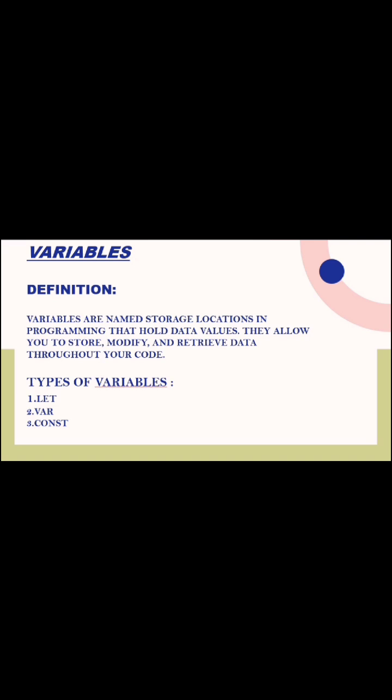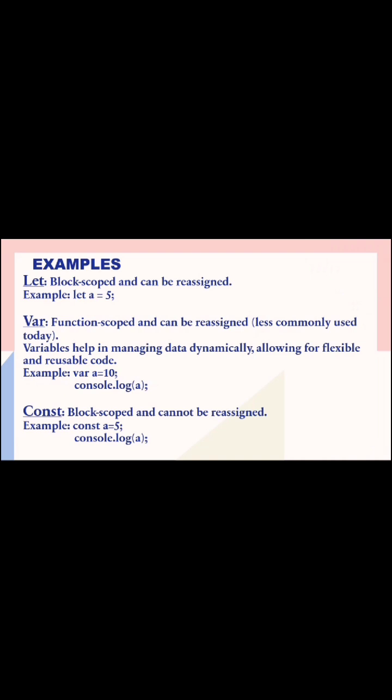In JavaScript, variables are named storage locations that hold data values. You can store, modify, and retrieve data with variables throughout your code. There are three main types of variables. They are let, var, and const. Let is block scoped, which means it works within the block where it's defined and it cannot be reassigned.